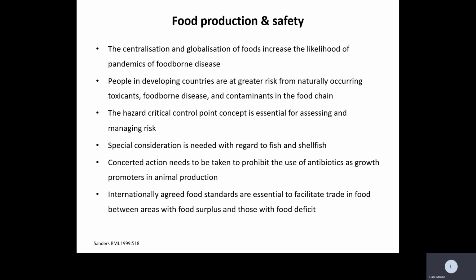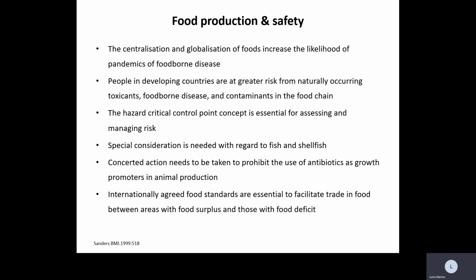So if we think about where our food comes from, there is an increasing centralisation and globalisation of all of our foods. And this increases the likelihood of pandemics of foodborne illnesses. So if we think about, for example, where our oranges come from, often they're from Brazil or they're from South Africa. For example, mangetout will come from, and green beans will come from Kenya or Peru. Our strawberries out of season may come from Spain. So a lot of the food that we eat is not actually grown in this country, so it's grown elsewhere.